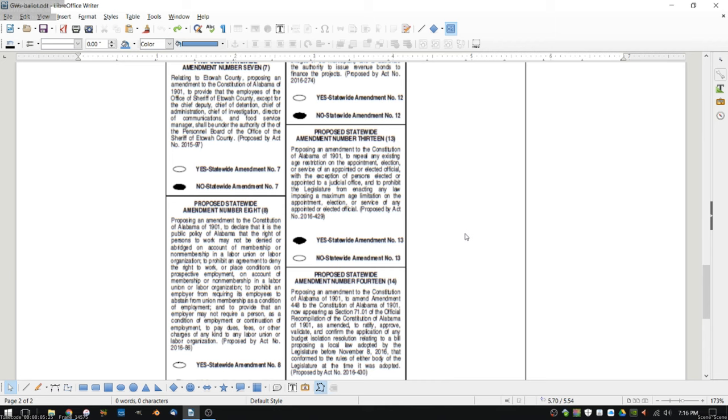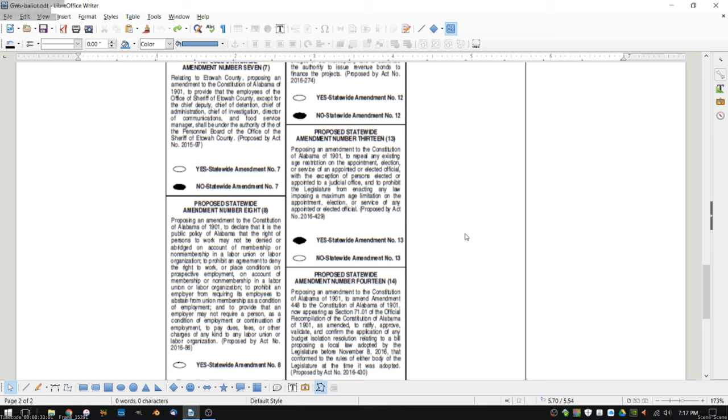For amendment 13, I referred to that one a few minutes ago when I was going over amendment number 9. This is the one amendment that I will vote yes on. I don't believe there should be an age limit. I think that's a form of age discrimination, so I will vote yes on this one. However, there is the exclusion for judges in this one. This really started out as a bill to help Roy Moore, and then that bill was withdrawn.